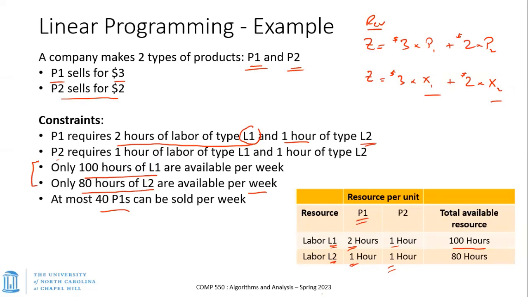Now, can somebody tell me what the constraints are? Can you rewrite those constraints in terms of X1 and X2? Jack. 2 X1 plus X2 is going to be less than or equal to 100. And that's based on the following equation: the first one is basically saying that 2 hours of labor of type 1 plus 1 hour of type 2 has to be less than or equal to the total amount of labor available for type L1. So that's clear. That's very good.